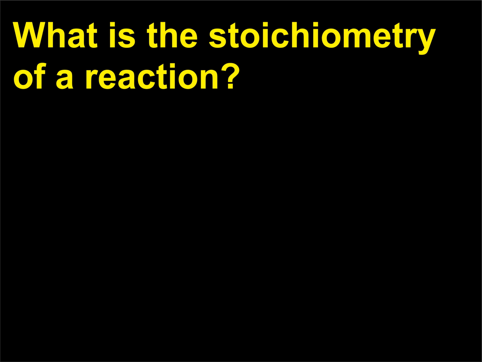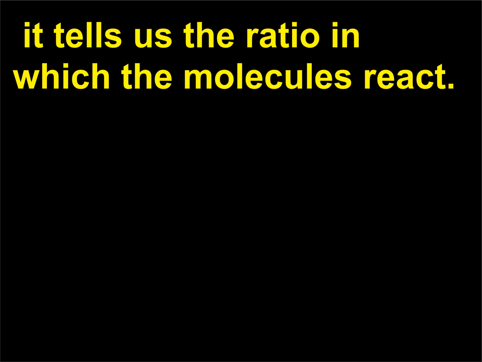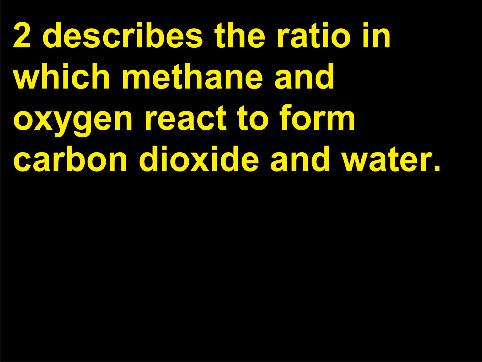What is the stoichiometry of a reaction? The stoichiometry of a reaction is closely tied to the idea of the conservation of matter. It tells us the ratio in which the molecules react. Again, using the example at the beginning of this chapter, the reaction stoichiometry 1:2:1:2 describes the ratio in which methane and oxygen react to form carbon dioxide and water.